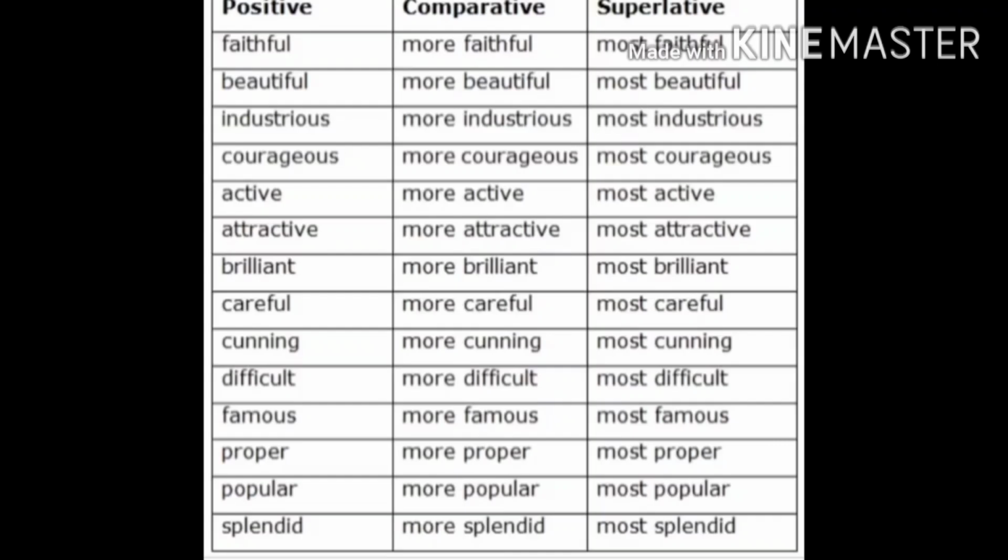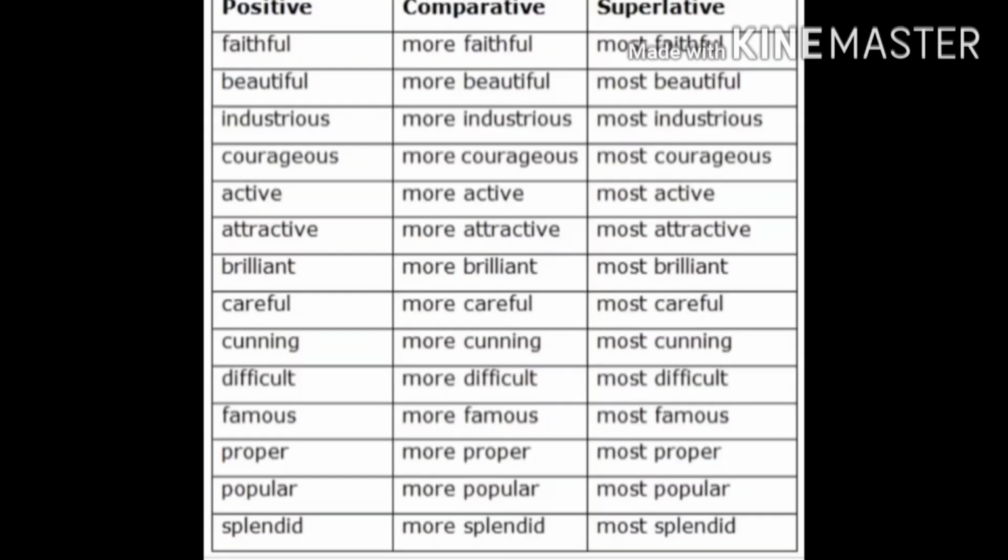It is because faithful is a two-syllable word. Faithful. Now, I have to take a pause after faith. Then I say full. Faithful. See, beautiful. Beautiful is a three-syllable word. You will learn more about it in the higher classes. Faithful is a two-syllable word. Beautiful, I take two pauses in between. It is a three-syllable word. See, tall. I can say tall at a stretch in one breath. Tall is a one-syllable word. So, I can add er and est to it.